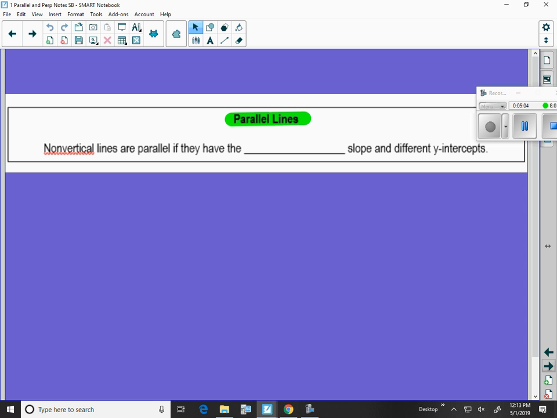Okay, parallel lines. Show me what parallel lines look like with your arms. Okay. Non-vertical lines are parallel if they have the what slope? Same. Yes. Wait, let's do it again. 1, 2, 3, and then we'll say same. Ready? Okay. 1, 2, 3. Same.